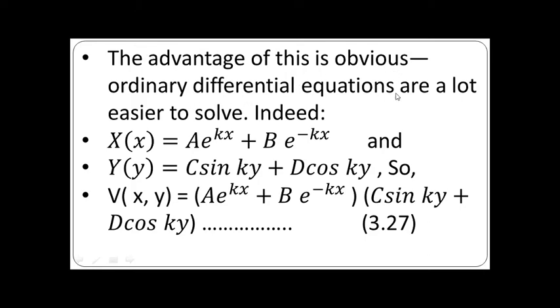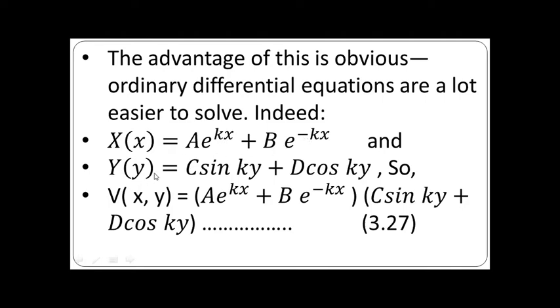Ordinary differential equations are a lot easier to solve, and hence we get the general solutions of this second order ordinary differential equation, that is, exponential solutions. So capital X, a function of small x, is equal to capital A e raised to kx plus capital B e raised to minus kx. This is an exponential general solution. A and B are the constants of integration.